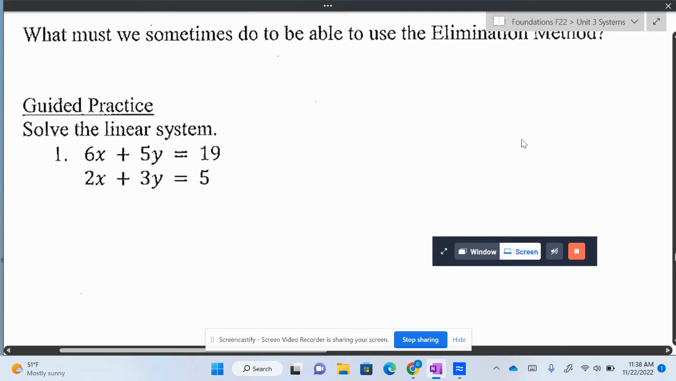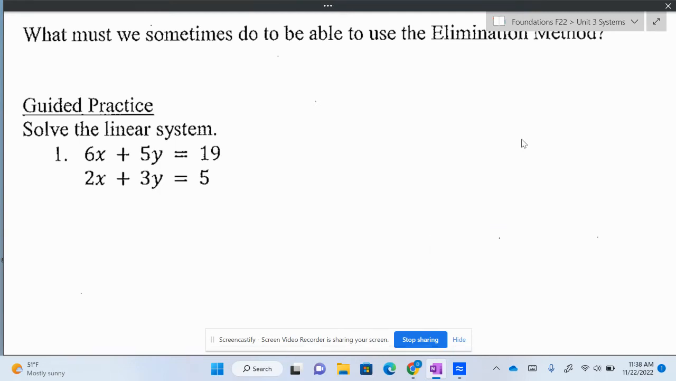So when I look at this system, I do not see that either of my x's have the same coefficient, nor do my y's. Do you guys see that? You don't have the same coefficients like we did yesterday. However, I do know that I can multiply, just like we did yesterday where we multiplied an equation by -1 to change the sign. I can multiply one of my equations by something to make it have the opposite of the x term. So here's what I want you to think about.